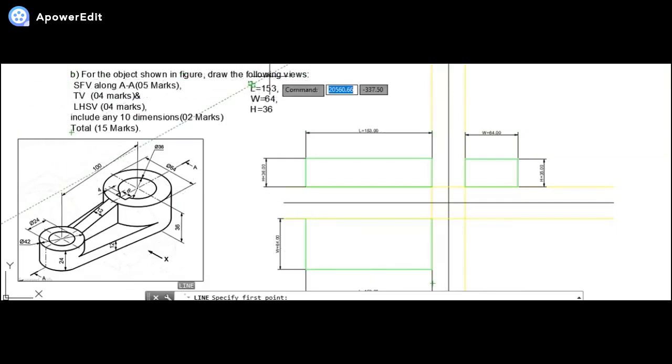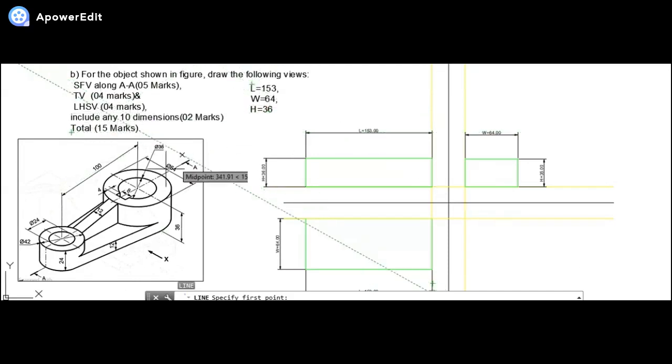For the object shown in figure, draw the following views. Sectional front view along AA, that will be seen from here. Sectional front view, as you can see in the direction of X. Top view, left hand side view, and include any 10 dimensions. Accordingly, the marks distribution is given. Sectional front view for 5 marks, top view 4 marks, LHS view 4 marks, and dimensions 2 marks, accordingly 15 marks.